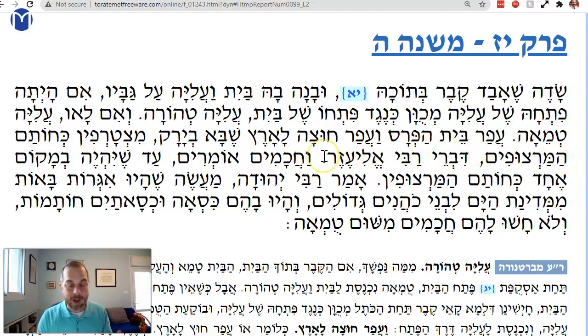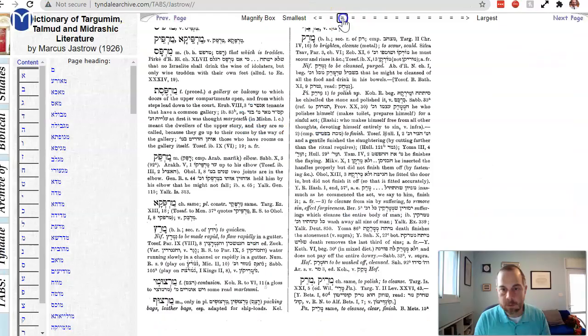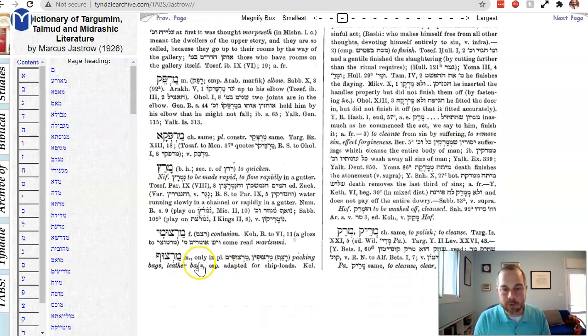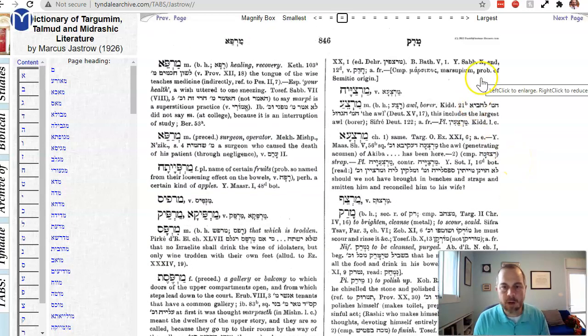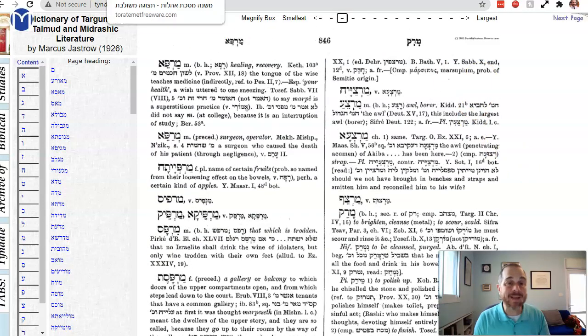Then, how much dirt do you need? There was enough to make the seal of martzufim. But the Jasper calls it martzuf, packing bags, leather bags adapted for shiploads. It was in Kalayim. Do we have it here? No, we don't have a Jasper bonus. But anyway, it's a packing bag seal.